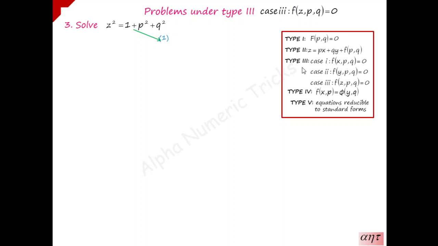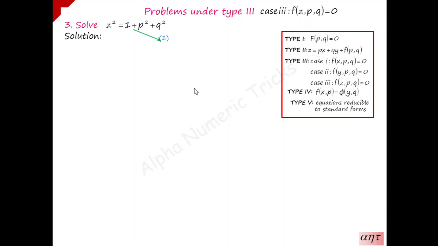Now, how will you find complete integral for case 1 type of problems? Let us recollect it. We have to substitute q is equal to a in the given problem, and find the value of p. Those values of p and q are substituted in dz is equal to pdx plus q dy, and integrating we can get the answer. In the same way, for case 2 we have to substitute p is equal to a. The same procedure we have to follow.